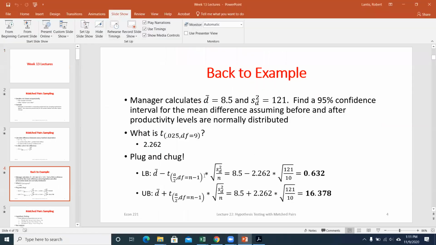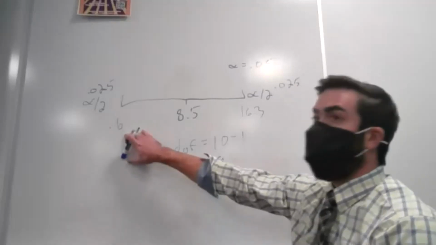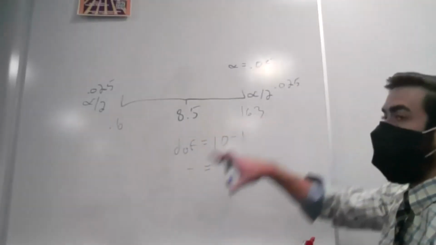Now we have something to plug in for every component of our upper and lower bound equation, okay? So we got that t-value, plug that in. We plugged in our sample difference, our variance on that difference, our sample size. So here's our confidence interval. I've got 0.6 and 16.3 for my lower and upper bound.